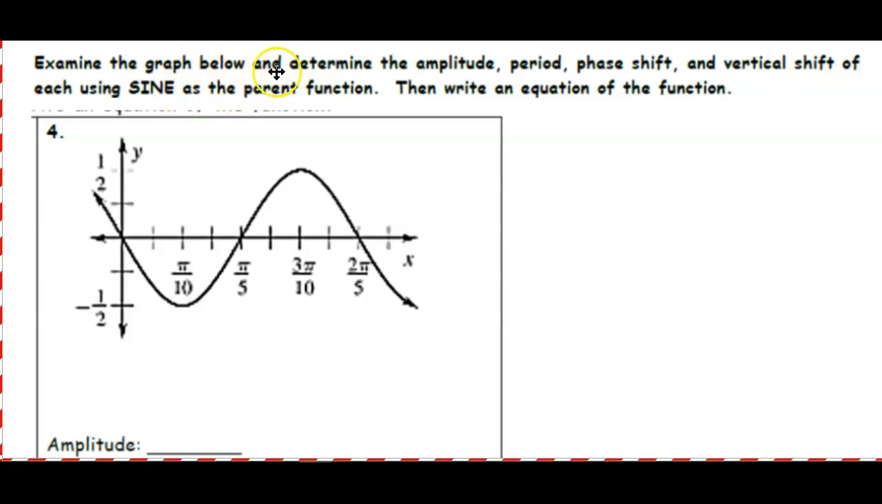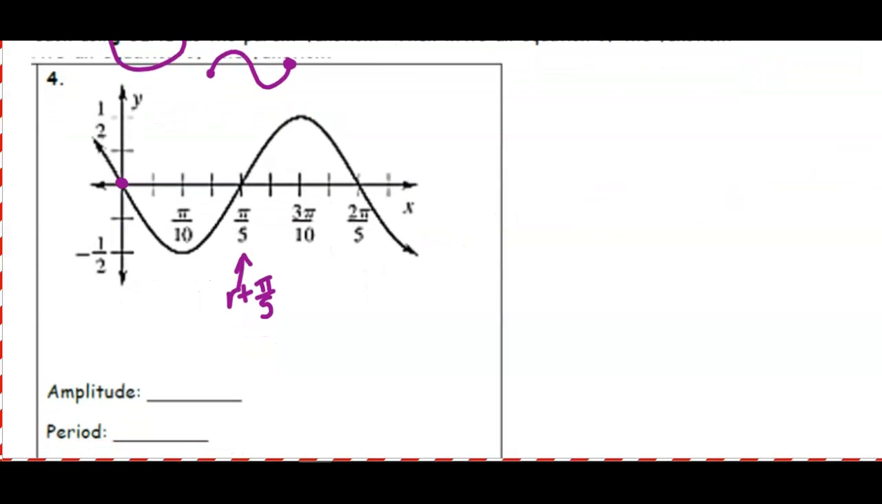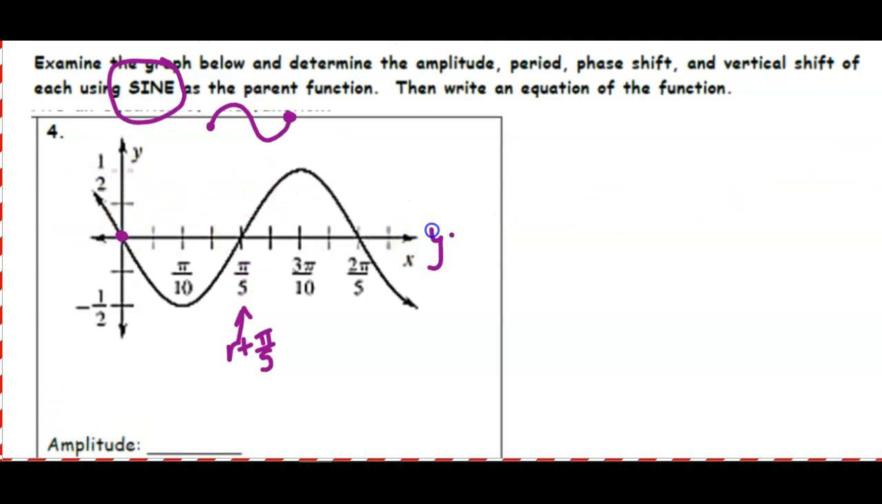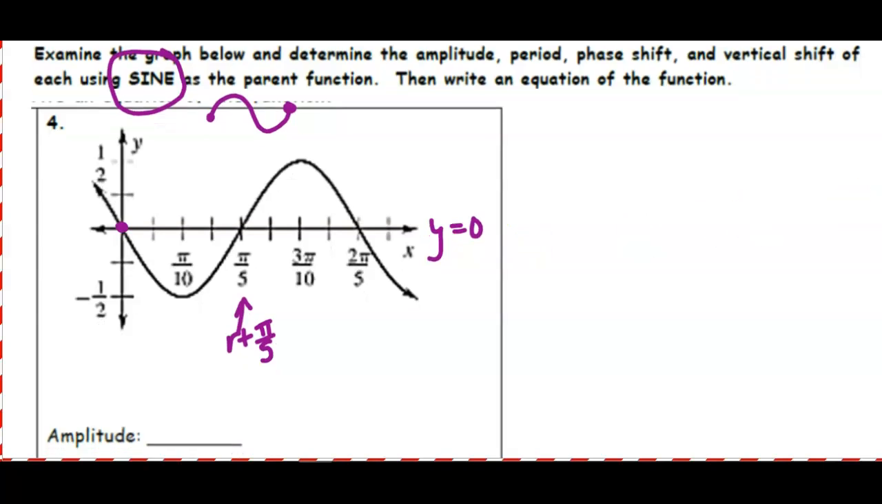We're going to examine this graph and they want us to write it as a sine. Now normally a sine starts at the midline and goes up. So we could say it phase shifted here to the right pi over 5. Or we could call it a sine that started here but was negative. That would work as well. All right, the midline is just y equals 0, so it has no vertical shift.